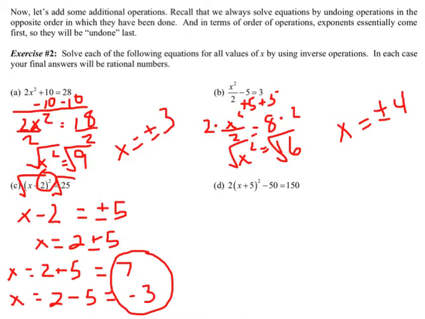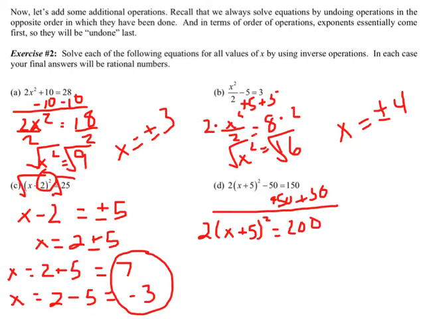Okay, we're going on to our last type right here. Same type of scenario here. This time, though, I've got extra stuff here, don't I? So I would add 50 to both sides. That's what I would do first. It's going to take a lot of writing, so squeeze yours in there. So I get 2 times x plus 5 squared equals, when I add 50, 200.